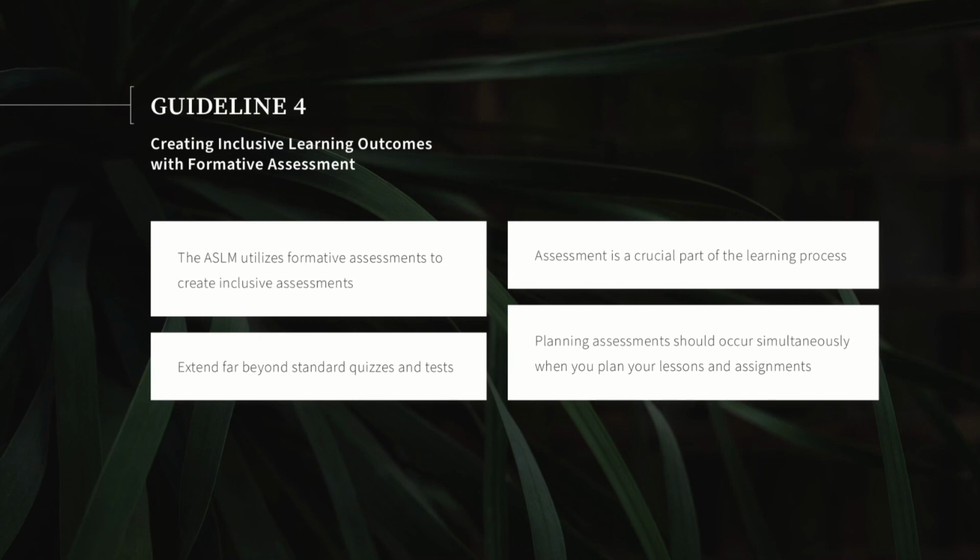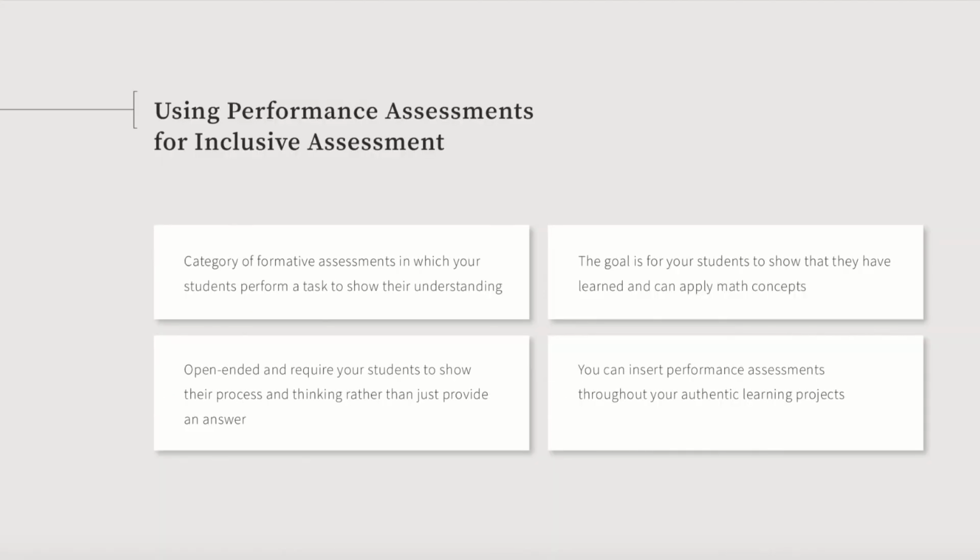will demonstrate their understanding. The ASLM encourages you to teach mathematics through authentic learning tasks, which can be difficult to assess with traditional assessments. Assessment of authentic learning tasks can be completed through performance assessments. Performance assessments are a category of formative assessments in which your students perform a task to show their understanding. Performance assessments are open-ended and require your students to show their process and thinking rather than just providing an answer.